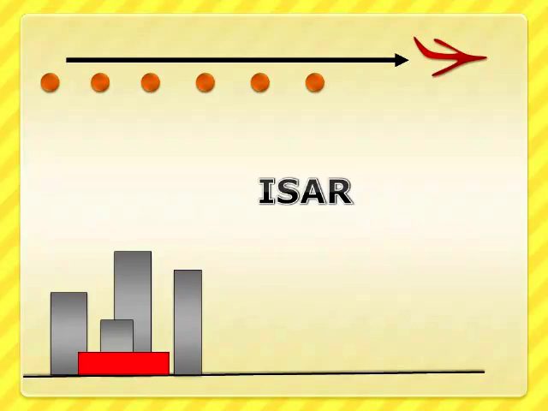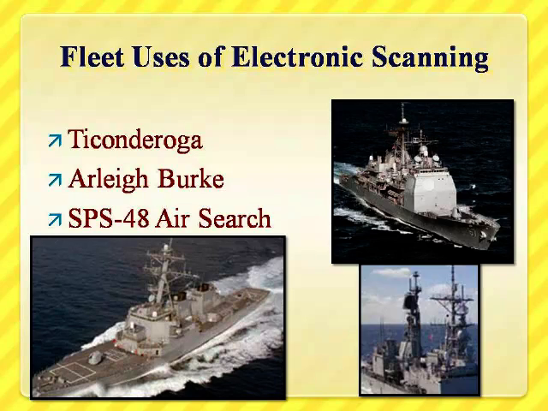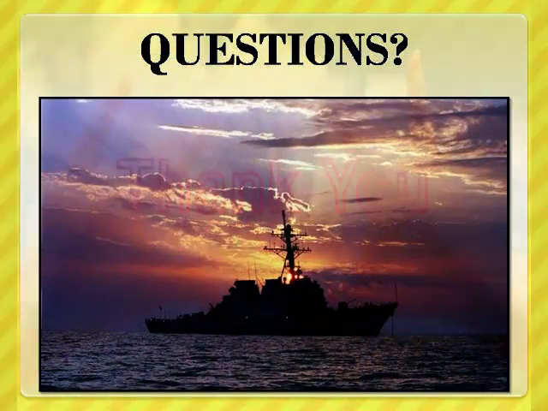There is an inverse mechanism also, which we call the inverse synthetic aperture radar system, ISAR. As a closing one, you can see how different electronic scanning radars are used in the fleet for different locations. Any questions, please? Thank you.